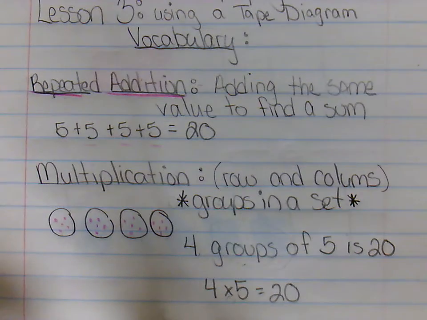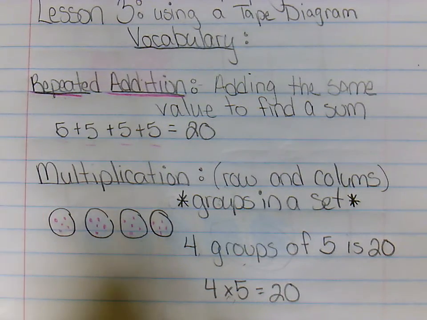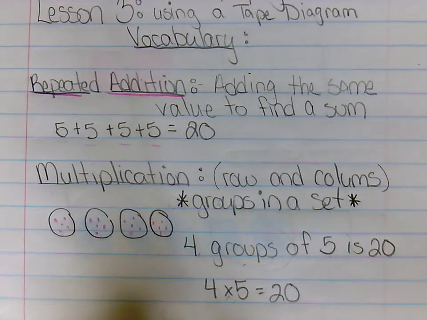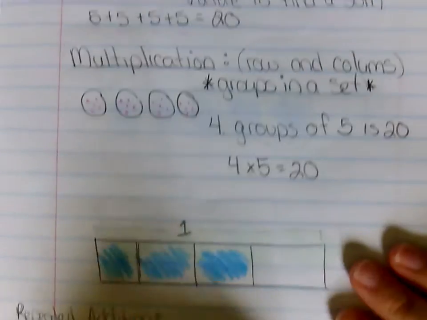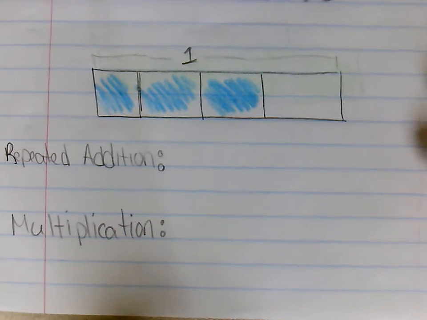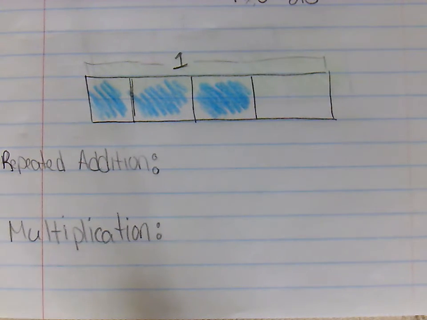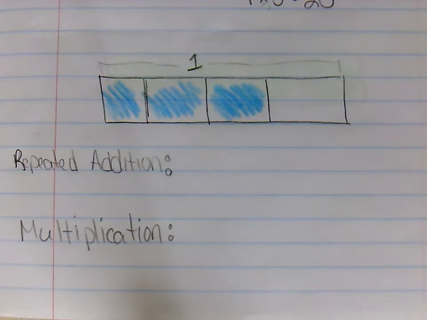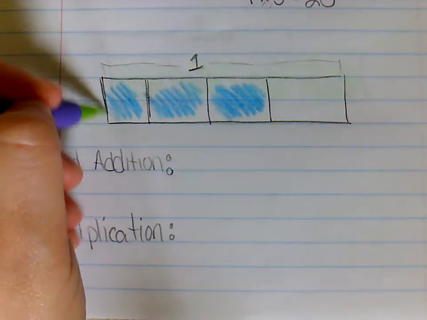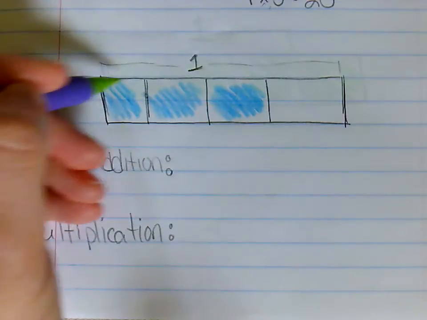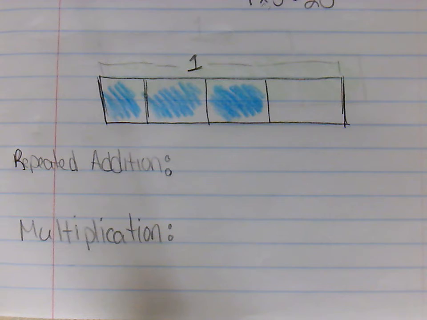So we have the foundation here for whole numbers, repeated addition, multiplication. What you may not have realized is that we have been doing repeated addition with our fractions. So let's go ahead and take a look at this first candy bar. I can see that this entire tape diagram is partitioned into 4 equal parts, and they have a total value of 1 whole.